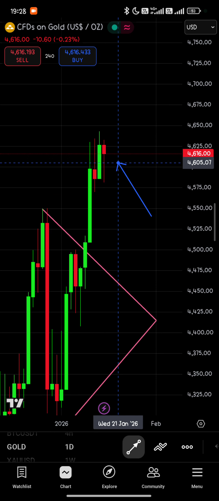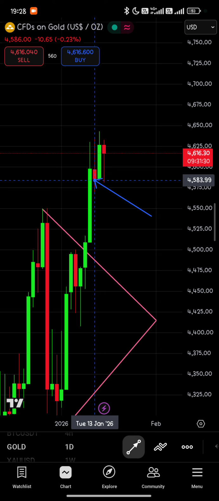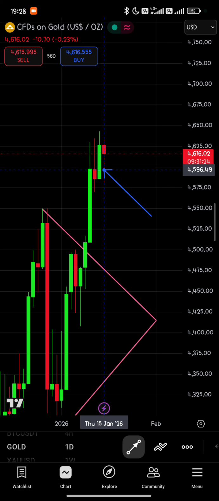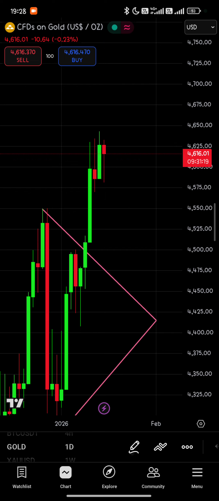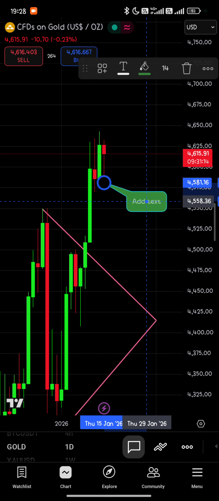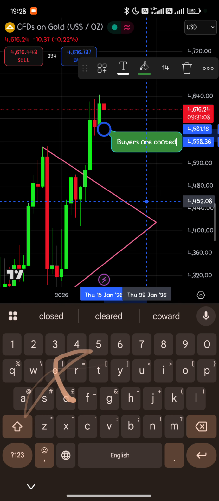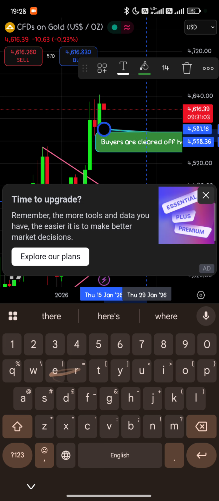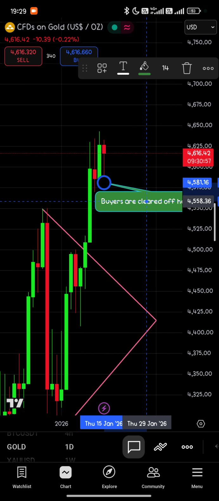this candle over here has tried to create a bearish price action by dropping down, touching support over here, creating a low. This low over here signifies a clearance of what? Of buyers, right? So I'll be drawing a bit for you guys to see. Buyers are cleared off here, correct? So we know that buyers are cleared off over here.